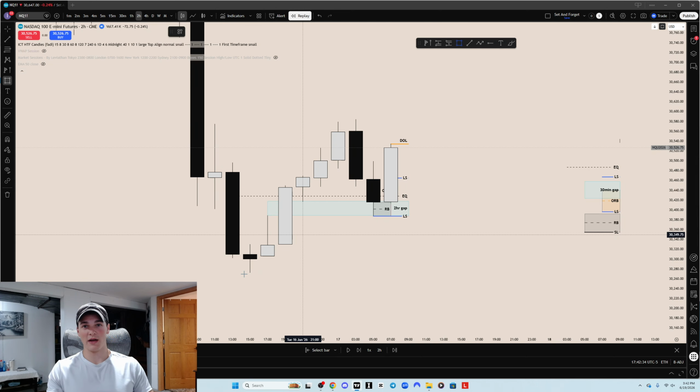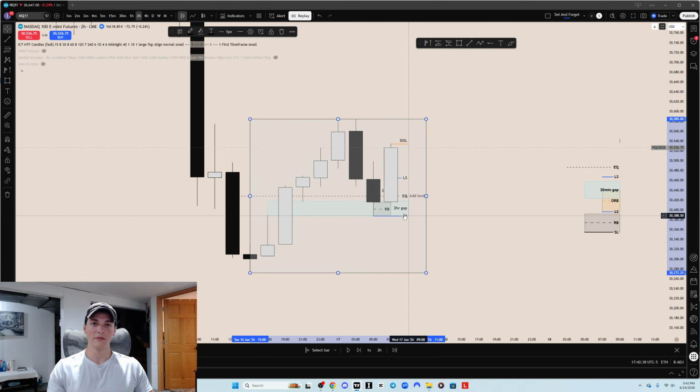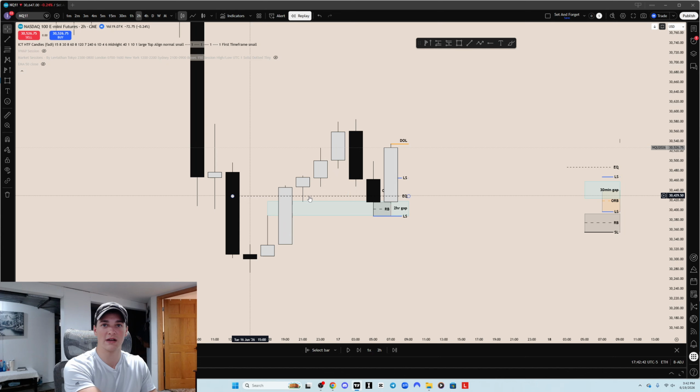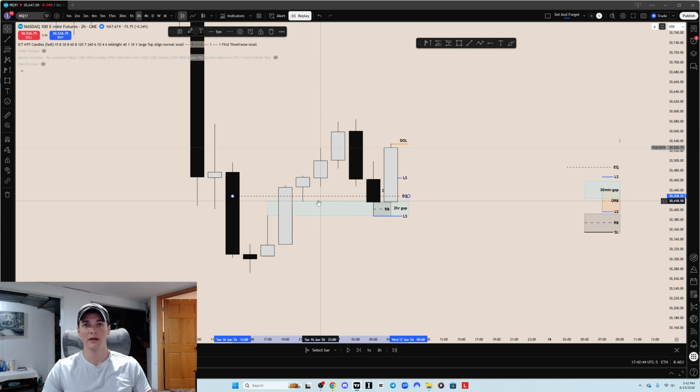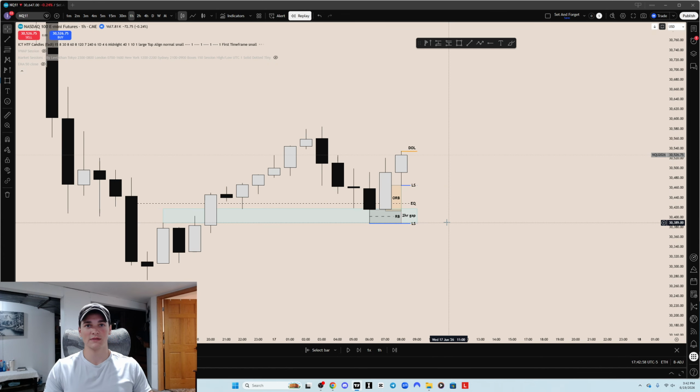Very simple. So I measured the low of the move to the very top. Boom, marked off equilibrium, which I already did with this dotted line. So our equilibrium is 50% of this move. And then conveniently right below that equilibrium is a 2-hour unfilled gap. So we have a 2-hour unfilled gap, equilibrium, our liquidity sweep level. Let's keep moving down the time frames.